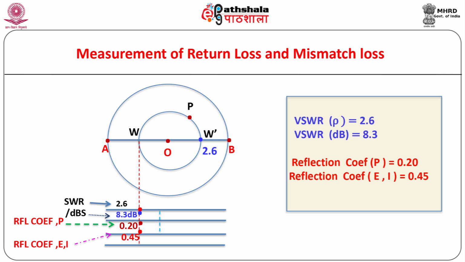The second quantity is the reflection coefficient. It is 0.45 in magnitude and this value will be found on the third horizontal scale marked with RFL coefficient E or I. The third quantity is the reflection coefficient expressed in terms of power. The magnitude is 0.20, which is 0.45 squared, on the lower side of the second horizontal scale marked with RFL coefficient P.